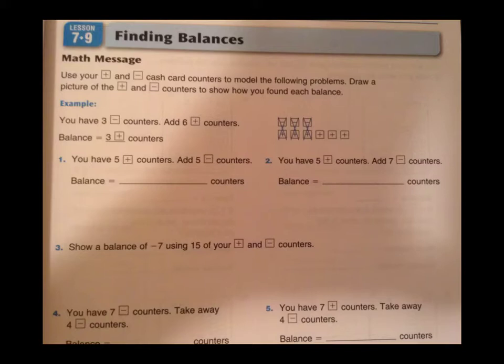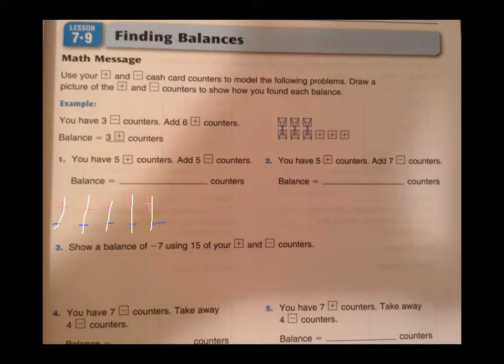You have 1, 2, 3, 4, 5. Okay? You have 5 positive symbols, right? And then you also have 5, we'll call them cards, not symbols. And you also have 5 negative. 1, 2, 3, 4, 5. 5 negative cards. They each cancel each other out. That cancels out, that cancels out, that cancels out, that cancels out, and that cancels out.